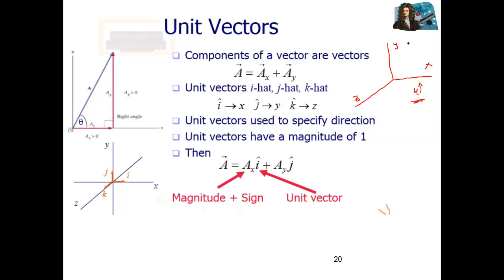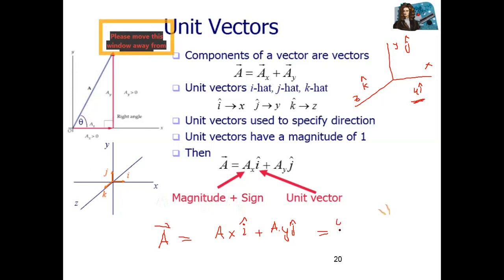For vertical, we use j. j means a unit vector, just direction along the y-axis, and we use k for the z-axis. If I write, for example, a vector a and along their component, we have ax, so I will write here i. i means this is along the x-axis. If I write, for example, ay, so ayj. ayj means it's along the y-axis.